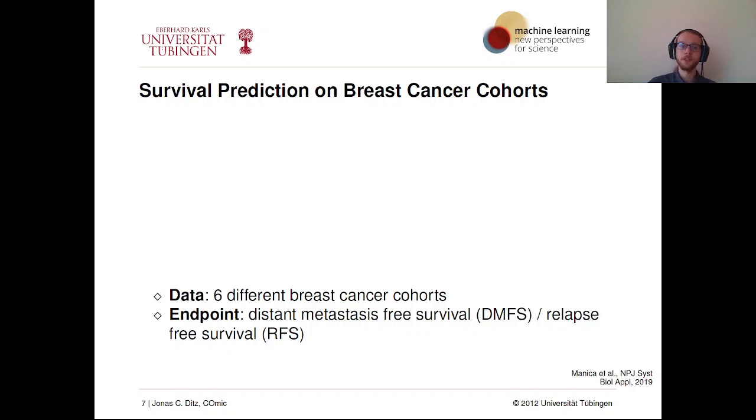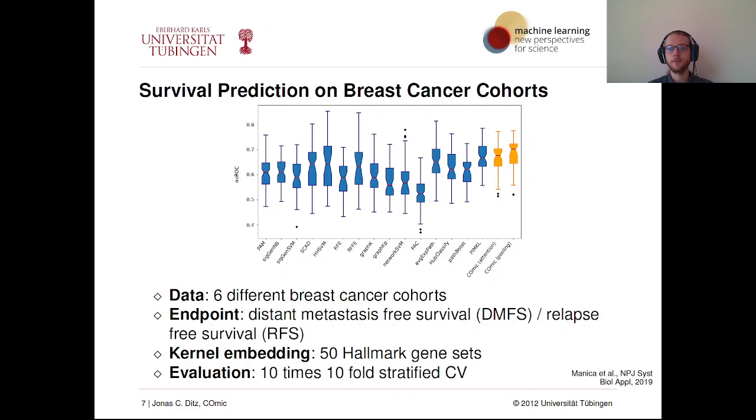Furthermore, we converted this continuous endpoint into a classification by selecting the commonly used threshold of 5 years, which means that patients were separated into a class of patients with a DMFS or RFS of more than 5 years and patients with a DMFS or RFS of less than 5 years. To create our models, we utilized the 50 hallmark gene sets, which are gene sets that correspond to biologically meaningful concepts, for example, pathways. We evaluated the performance capability of our COMIC models by utilizing 10 times tenfold stratified cross-validation on each of the 6 different cohorts.